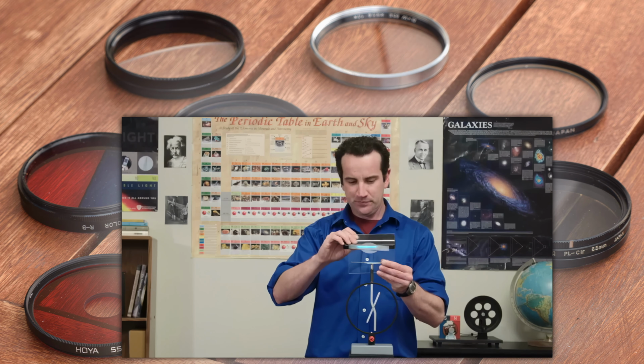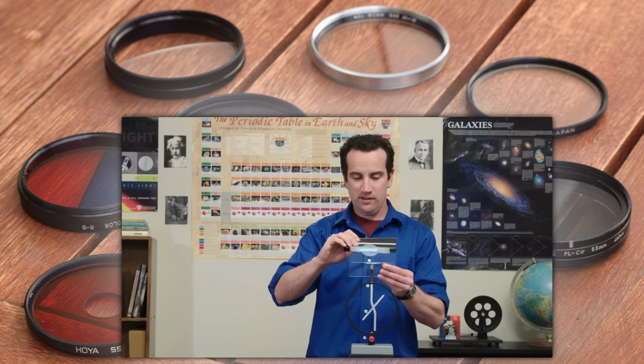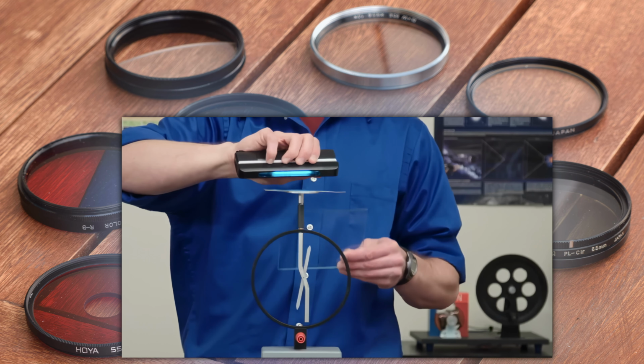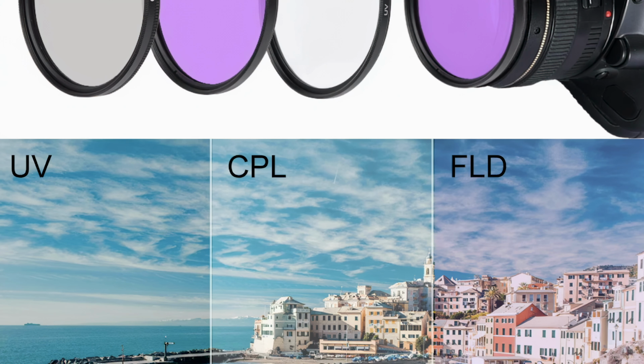To visualize this better, I'll bring in a short demonstration from another video. Add a pane of glass. Nothing happens. When the glass is removed, it discharges again. Some types of ultraviolet light are blocked by glass.